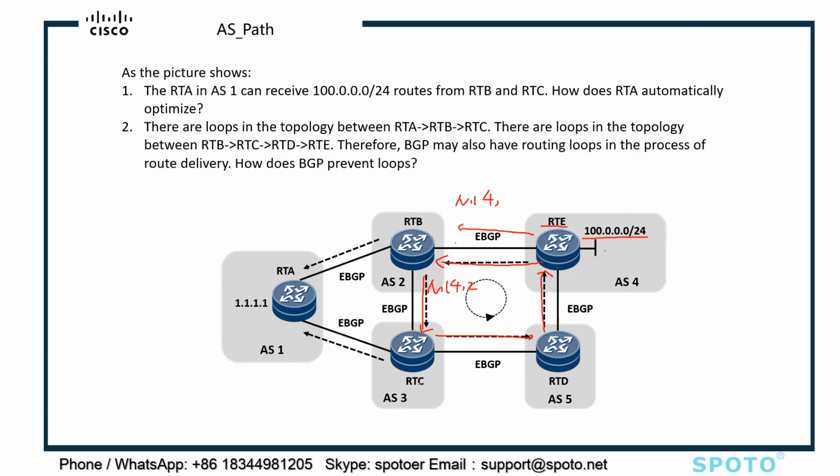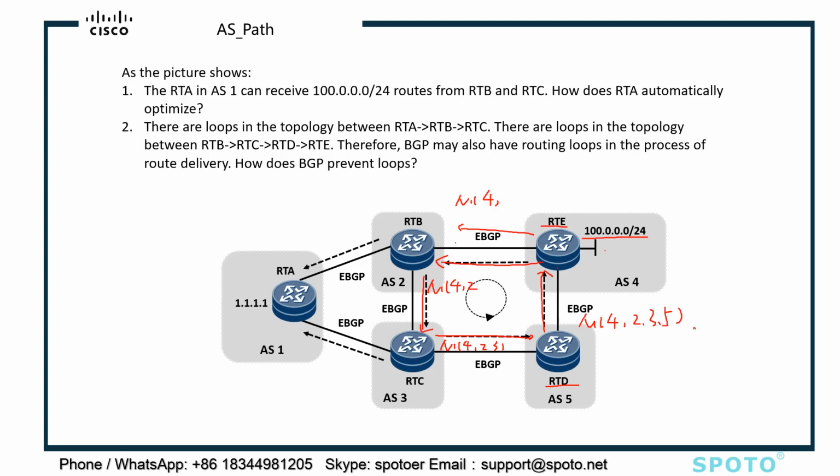So when RTC receives this route, RTC will know this route was transmitted from AS4, from AS2, and then I received it. When RTC sends it to RTD, this route will carry the AS path 4, 2, and 3. When RTD receives it, RTD will add its own AS number, so this route will carry the AS path information 4, 2, 3, 5.